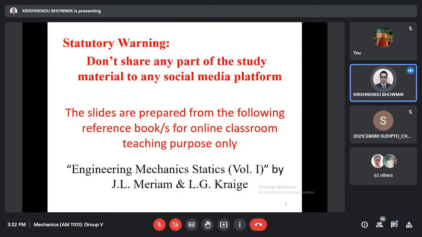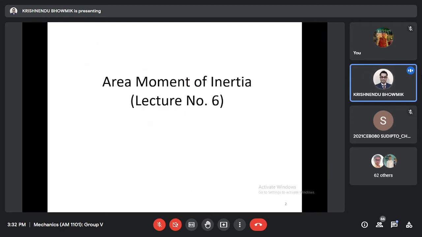Slides are prepared from the following books: Engineering Mechanics Statics, Volume 1 by Meriam and Kraige. So today we are going to start a new chapter, area moment of inertia.